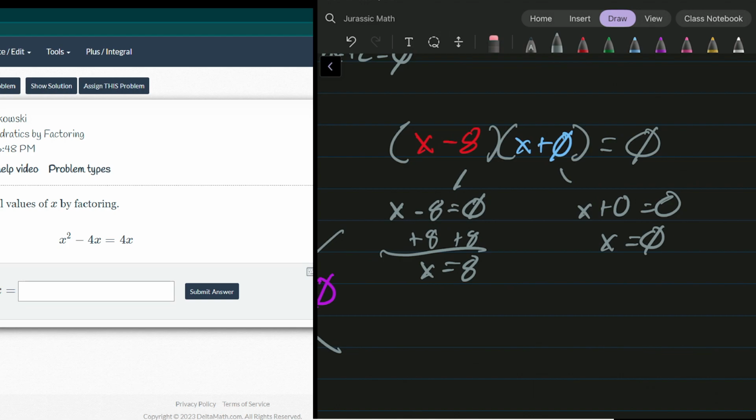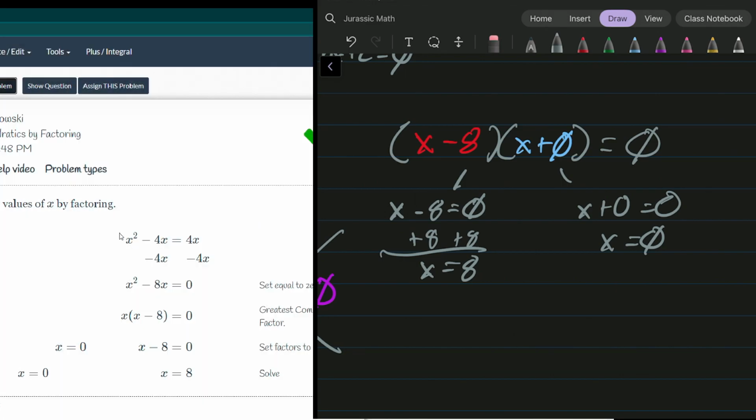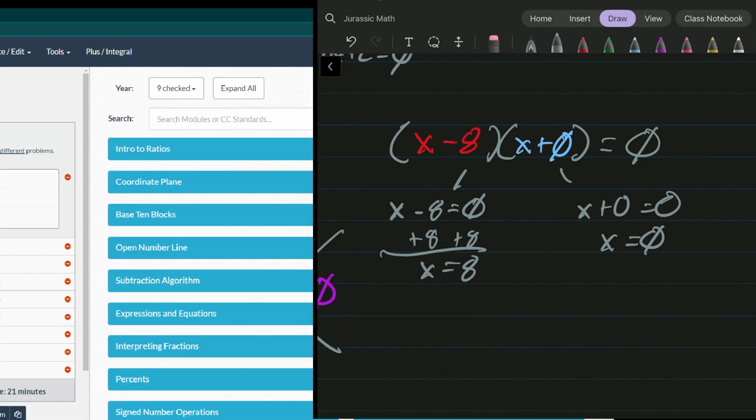I'm going to click the little plus symbol. First one I'm going to put 8. Second one 0. Hit submit. And we got it right. So that one wasn't as bad as I thought it was going to be.